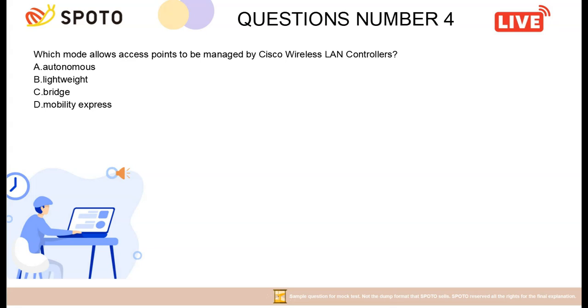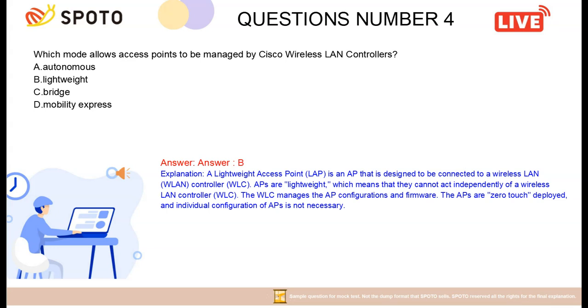Answer B. A lightweight access point, LAP, is an AP that is designed to be connected to a wireless LAN, WLAN, controller, WLC. APs are lightweight, which means that they cannot act independently of a wireless LAN controller. The WLC manages the AP configurations and firmware. The APs are zero-touch deployed, and individual configuration of APs is not necessary.